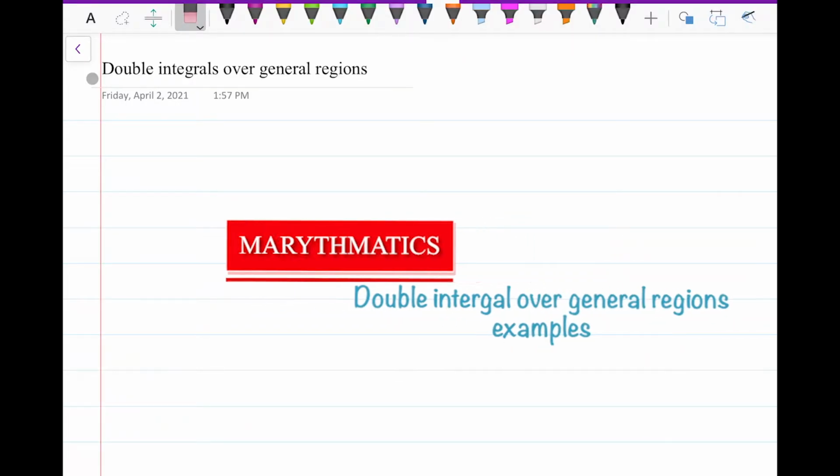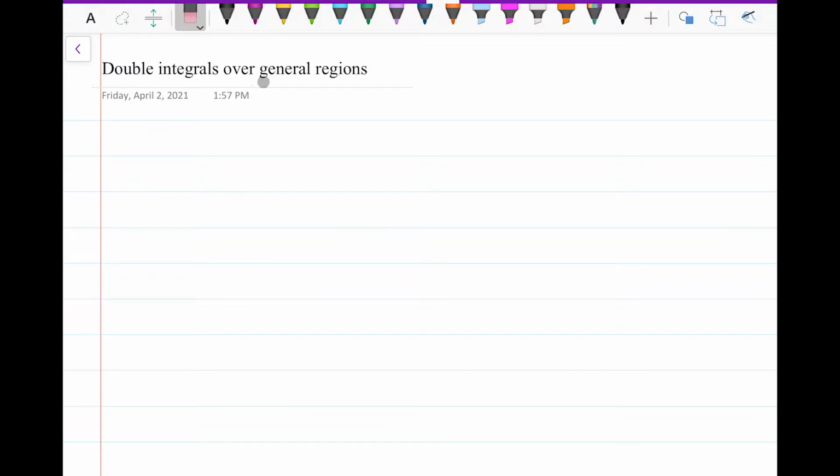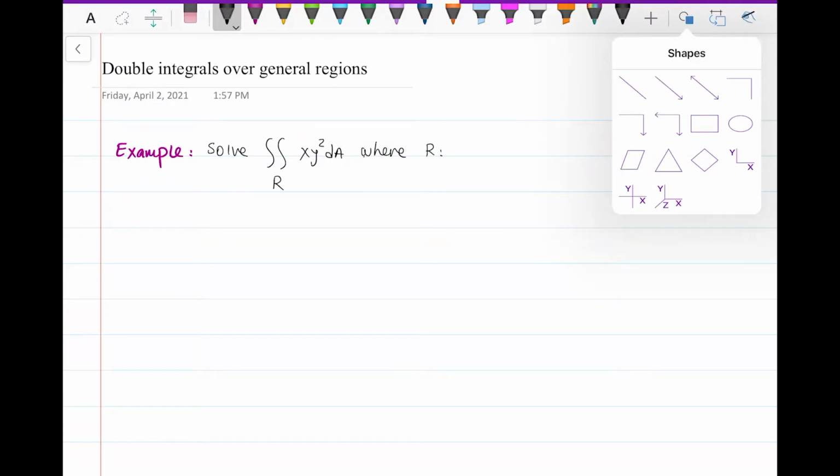This video is the second part of the lecture, double integrals over general regions, and we're going to solve 3 examples. Example 1 is to solve the double integral of x y squared dA over R, where the region R is this. Let me graph it.